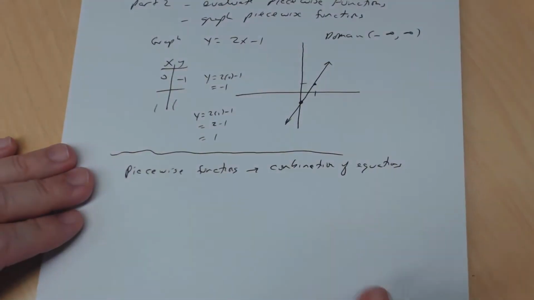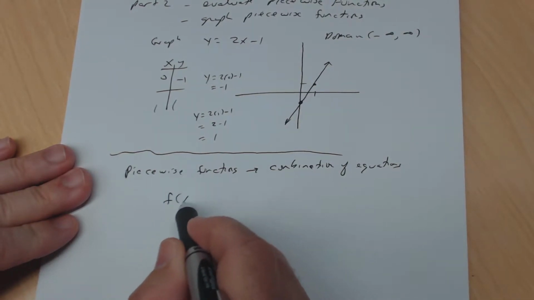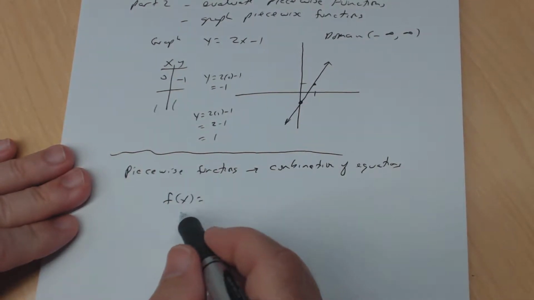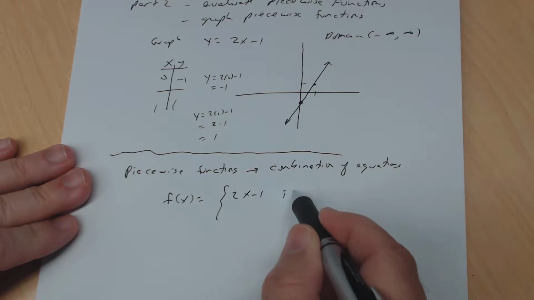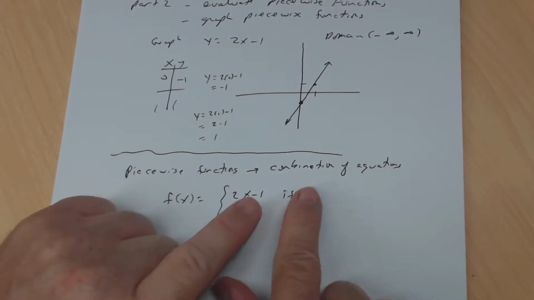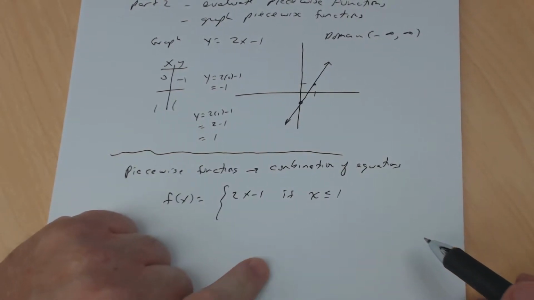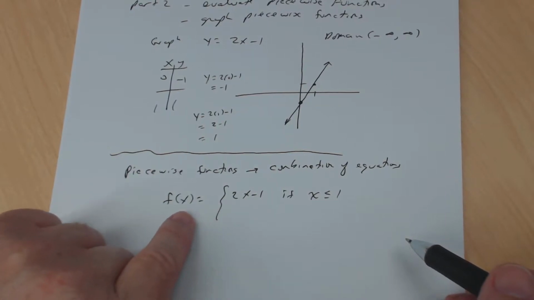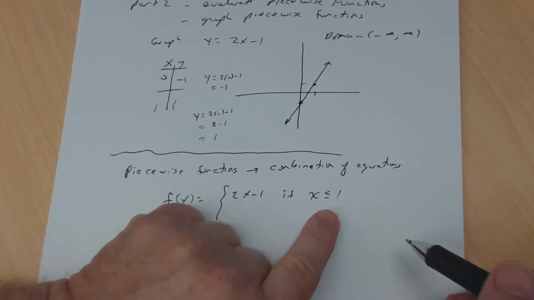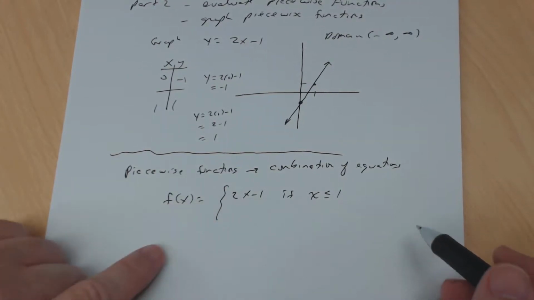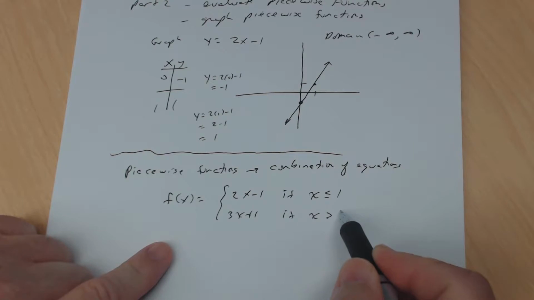Okay. Now with a piecewise function, this is what it's going to look like. Watch how it looks. f of x equals, so we call it f of x, equals, let's say, 2x minus 1 if, and then your domain is not going to be all real numbers. Let's say your domain will be all the x's that are less than or equal to 1. So this function is equal to 2x minus 1 if the element in my domain is less than or equal to 1. It is equal to 3x plus 1 if the x value is greater than 1.